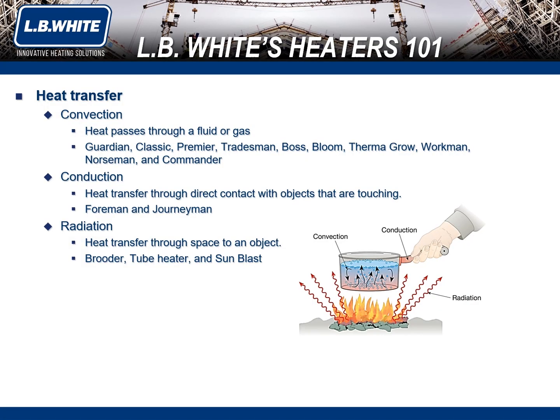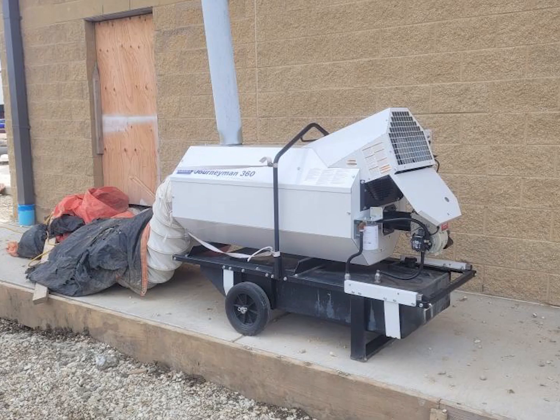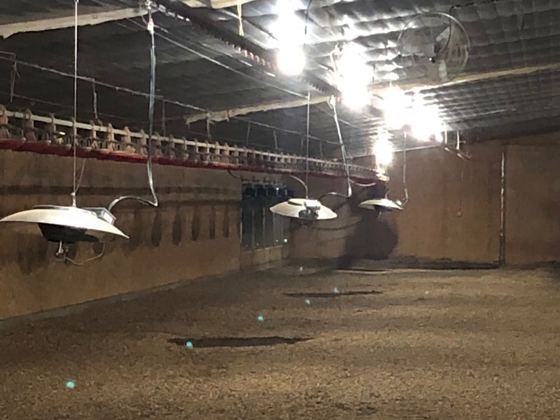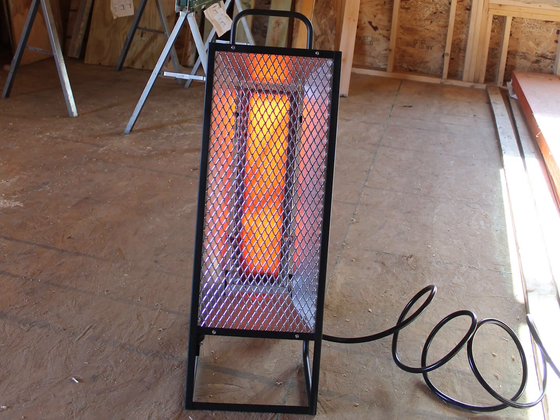Conduction is when heat is transferred through direct contact with objects that are touching. Some LB White heaters using this type of heat transfer are the Foreman and Journeyman families. And lastly, radiation. This type of heat transfer is like the sun. Heat moves through space to an object. Some of our heaters that use this type are brooders, tube heaters, and sun blasts.